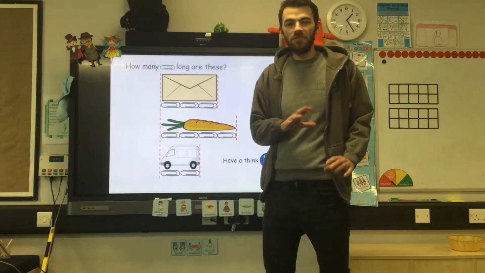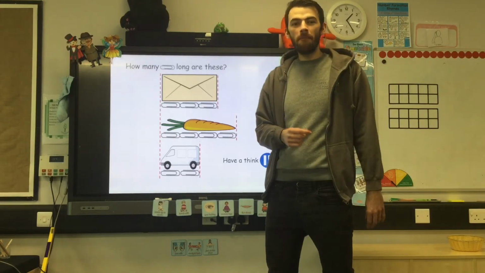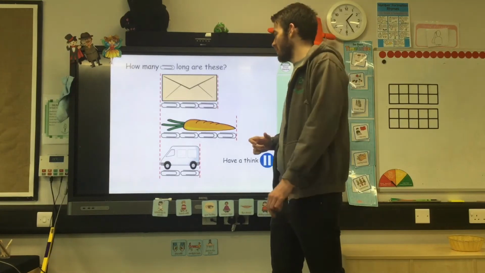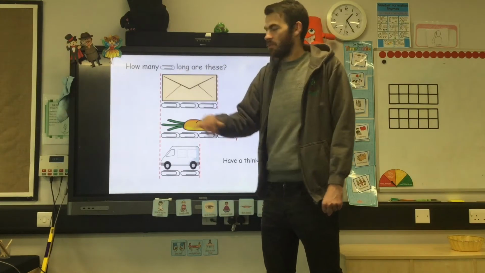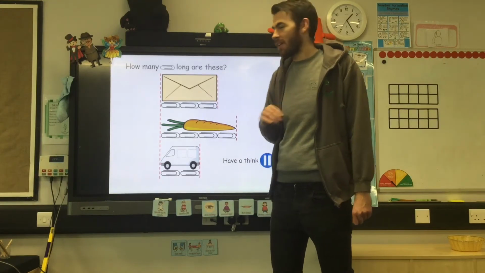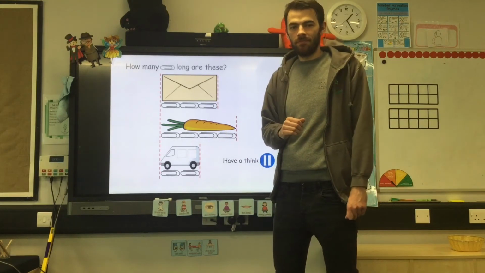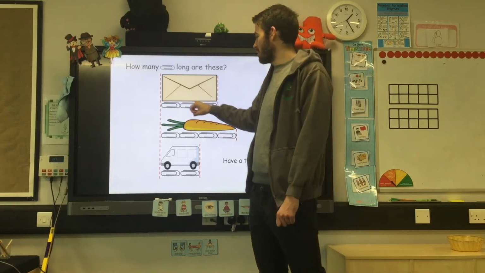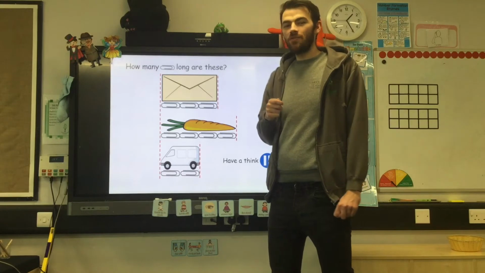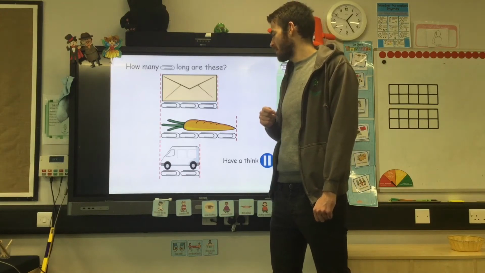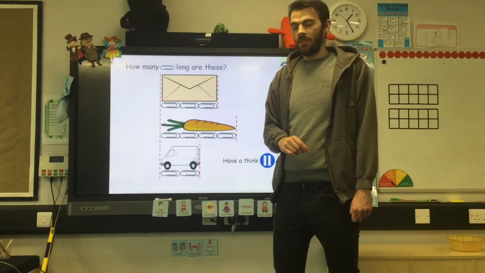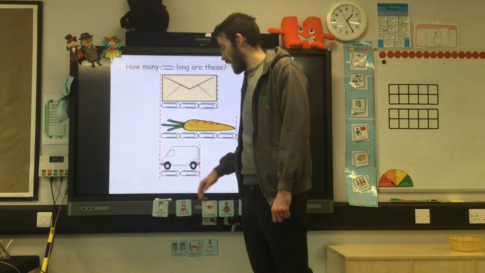So here we have some different larger objects, and we're measuring them with smaller objects or smaller units of measure. Okay, in this case we are measuring in paper clips. So how many paper clips long is the envelope? The envelope is 3 paper clips long. Can you say that with me? The envelope is 3 paper clips long. How long is the toy van? Brilliant, the toy van is 2 paper clips long.